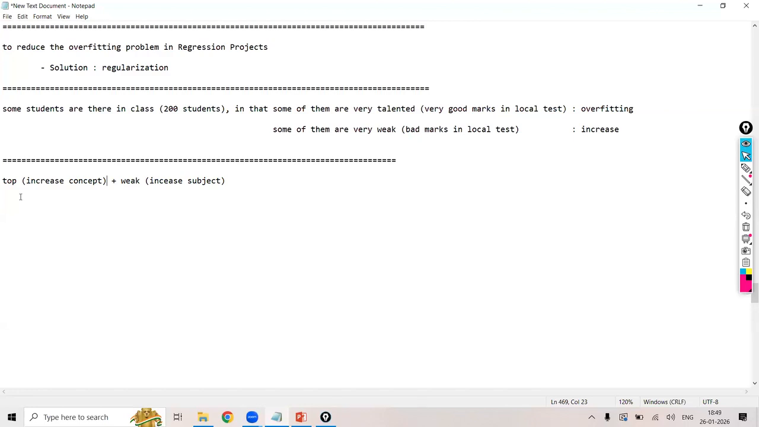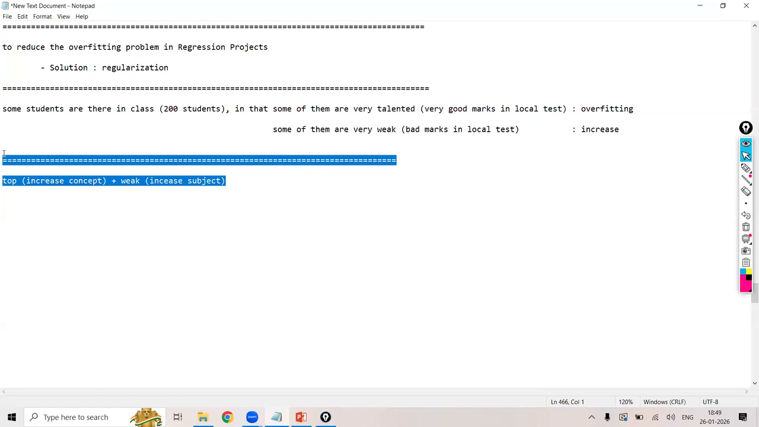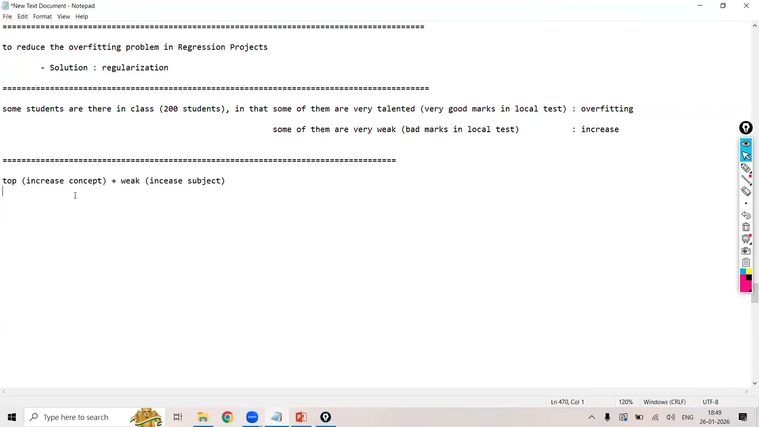In my real life, I have faced this situation. Right? So this concept is called regularization. This concept is basically called regularization, guys. Adding the weakness to the top one is called regularization. I'll show you with an example.